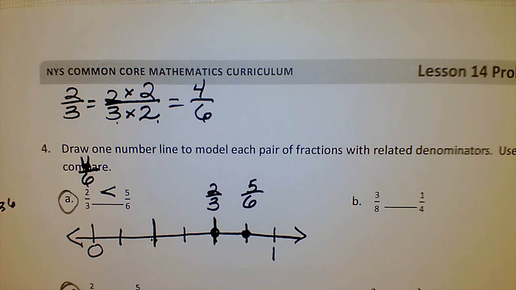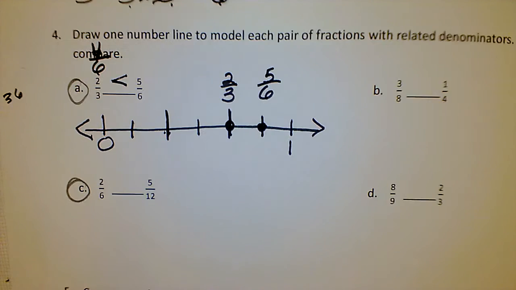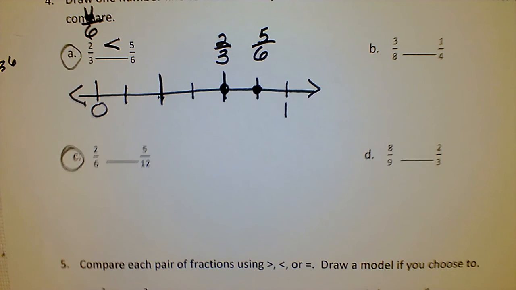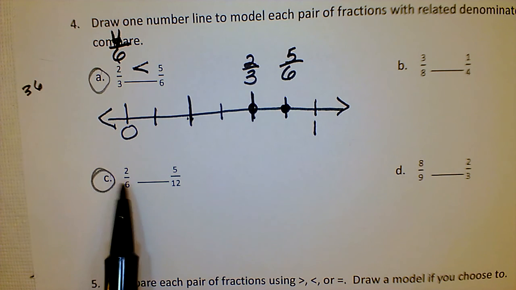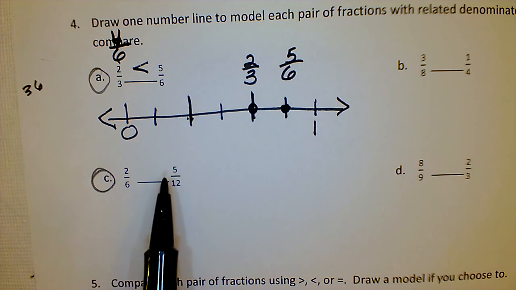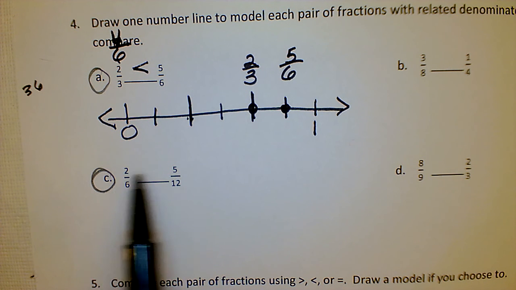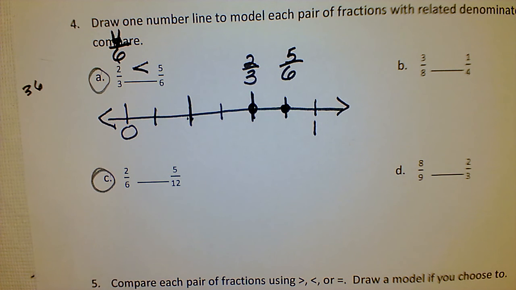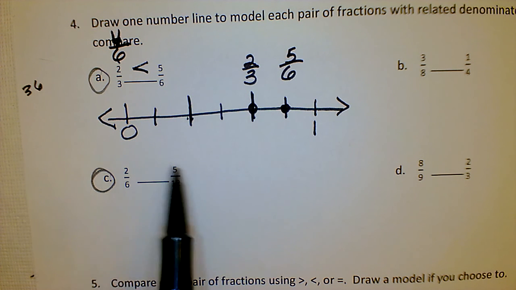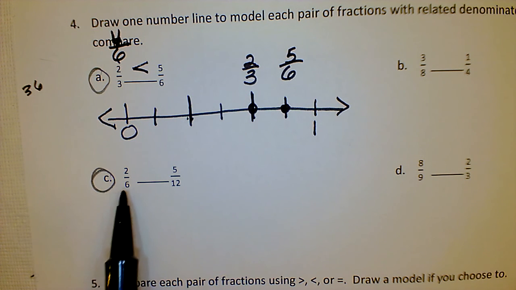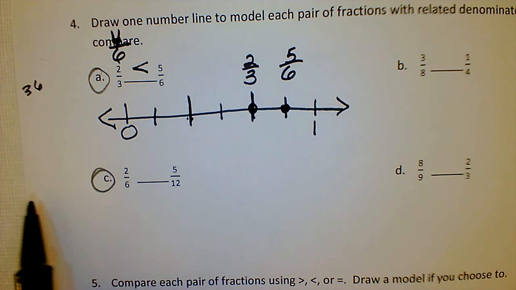All right, I'm going to model one more of these, and that's going to be our last problem that we're doing together today. So let's do 4C. If I take a look at 4C, I have 2/6 and I have 5/12. And again, 2 and 5 really do not have a great relationship. They do not go well together. But 6 can definitely turn into 12.